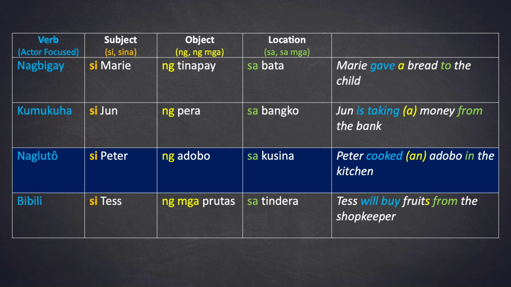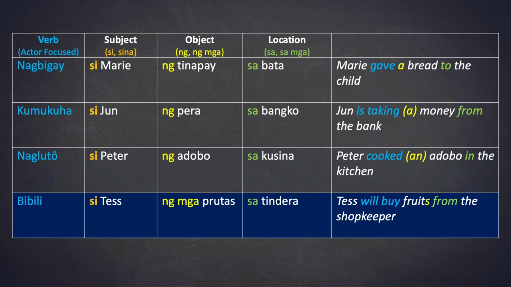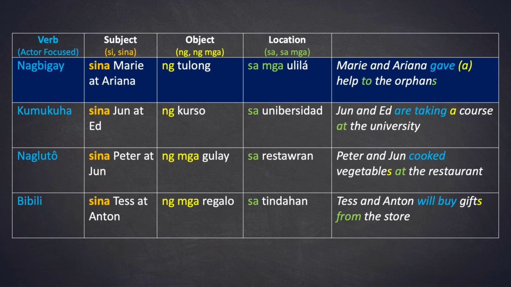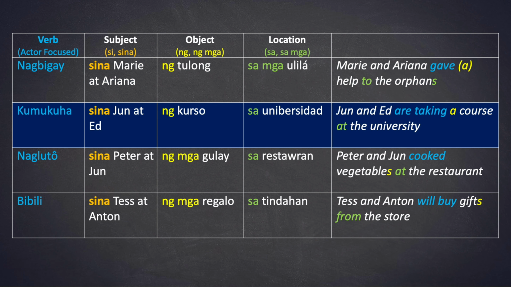Peter cooked adobo in the kitchen. Bibili si Tess ng mga prutas sa tindera. Tess will buy fruits from the shopkeeper. Nagbigay sina Marie at Ariana ng tulong sa mga ulila. Marie and Ariana gave help to the orphans. Kumukuha sina June at Ed ng kurso sa universidad. June and Ed are taking a course at the university.